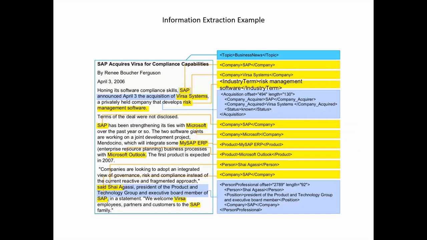Here is a slightly different example of information extraction, and this is more useful from a business perspective. In this case, in the left hand box, there is a news story that has come out from a wire service. Basically it talks about SAP acquiring bits of a compliance capability.